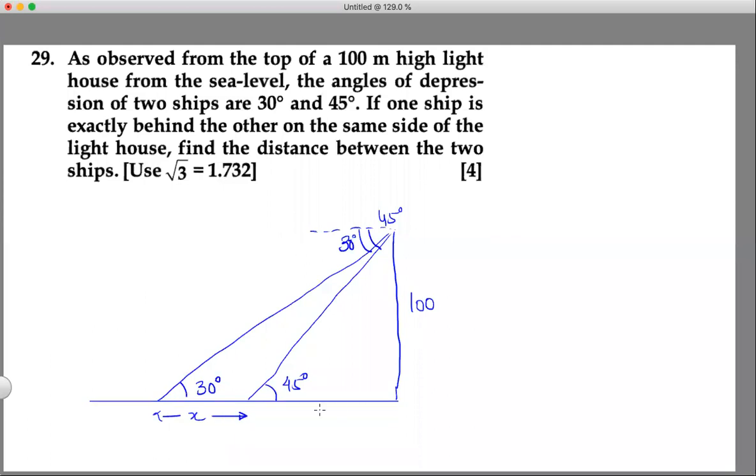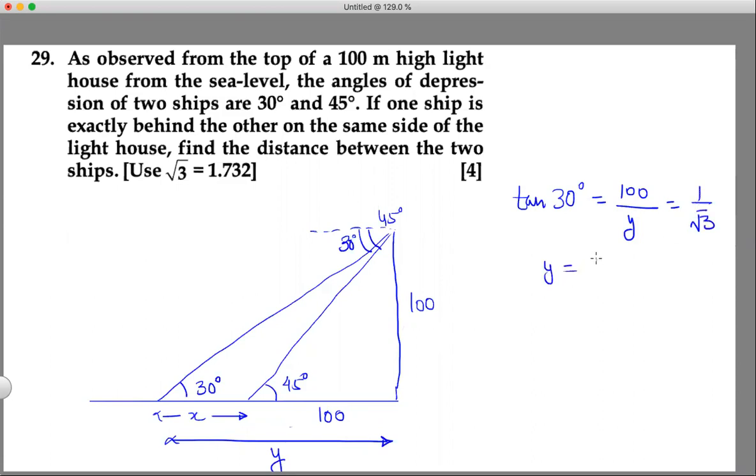Sir, 73.2 meter. Yes, absolutely. So this is also 100. What will this be? See, tan 45 is 1, tan 30 degrees, let's write tan 30 degrees, because it should involve these two things. It is 100 upon whatever this is, let me say y, is equal to tan 30 degrees, which is 1 upon root 3. So y is equal to 100 root 3.